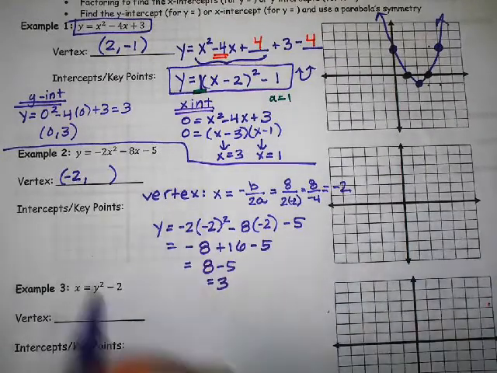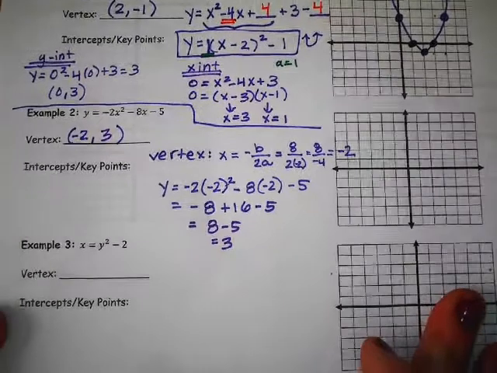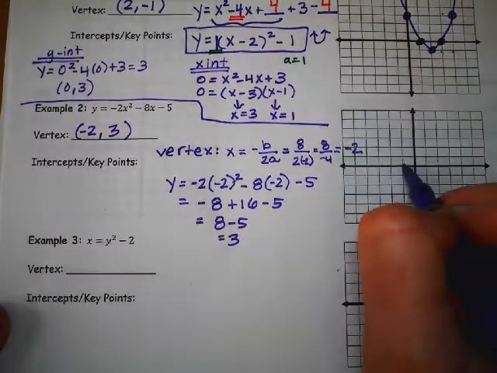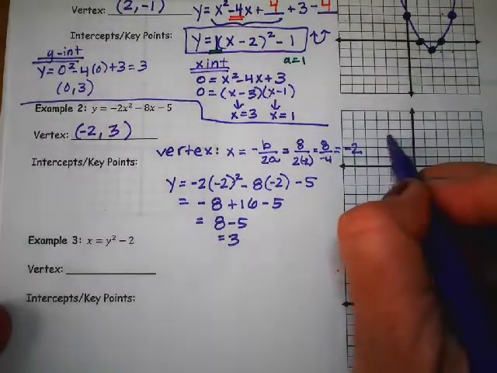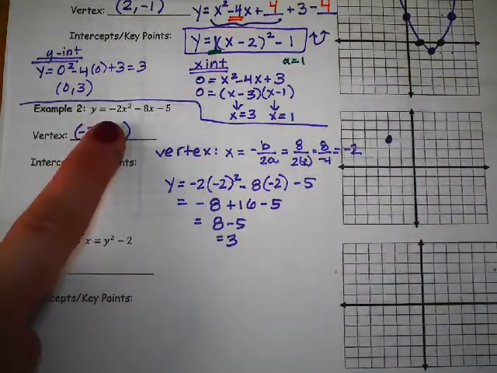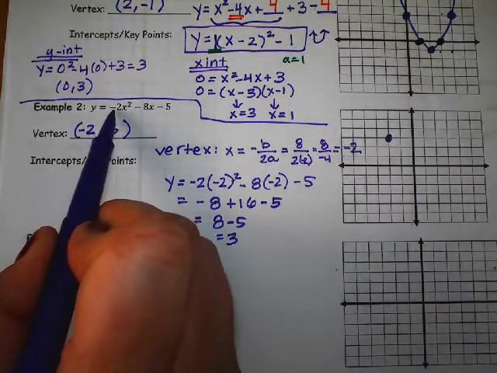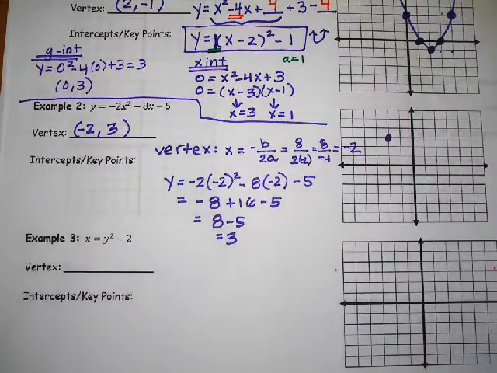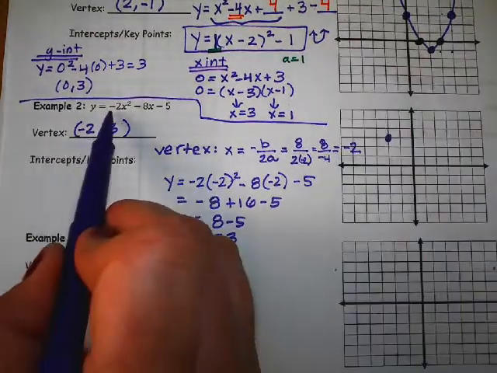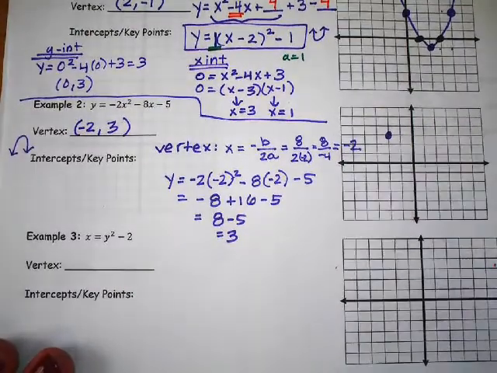And I get 3. So my y-coordinate is 3. So if I come over to my graph, I'm going to plot negative 2, positive 3. That's my vertex. We never did discuss if this parabola is going to open up or down. And this particular parabola is going to open down because it is a negative x squared. And so because it's a negative x squared, it's going to be opening down. So I'm just kind of keeping that in mind as I go.